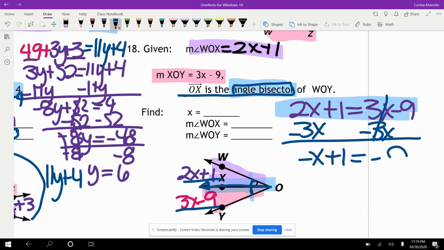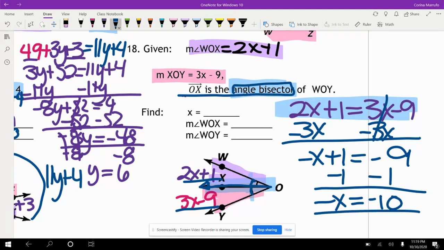Negative 9. There. Then we subtract the 1. We get negative x equals negative 10. And our last step to solve for x is to divide both sides by negative 1. This cancels. We get x equals negative 10 divided by negative 1, which is a positive 10.